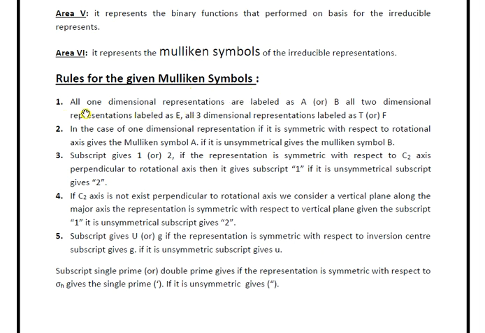Rule 1. All one-dimensional representations are labeled as A or B. All two-dimensional representations are labeled as E. All three-dimensional representations are labeled as T or F.